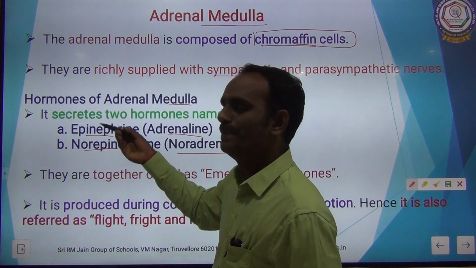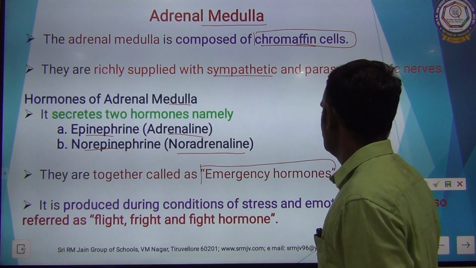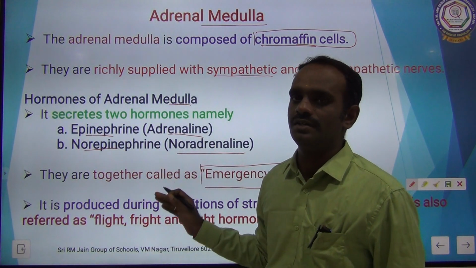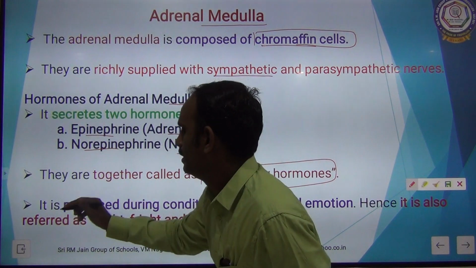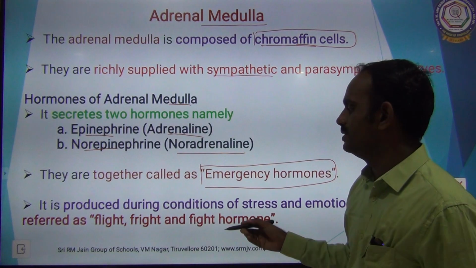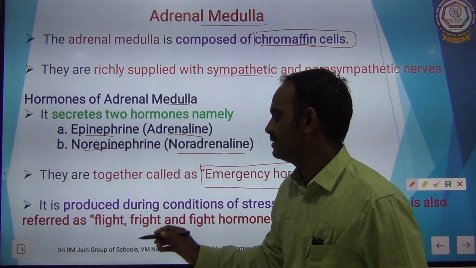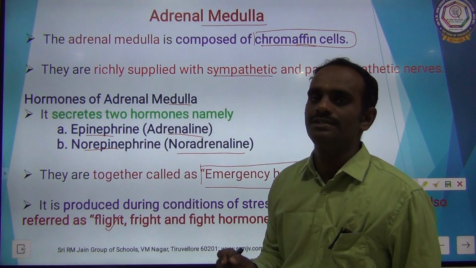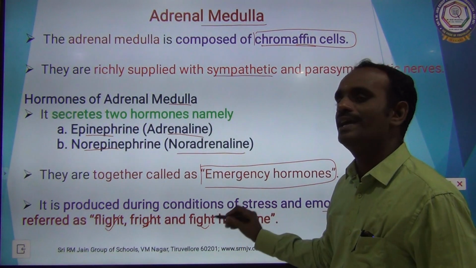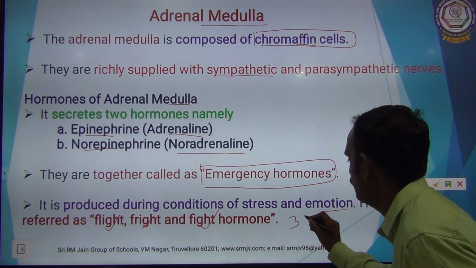Epinephrine as well as norepinephrine together are called emergency hormones. This hormone is secreted only during emergency situations. It is also produced during conditions of stress and emotion. Hence it is referred to as flight, F-L-I-G-H-T, fright, F-R-I-G-H-T, and fight, F-I-G-H-T, hormone. So in short it is called the 3F hormone.